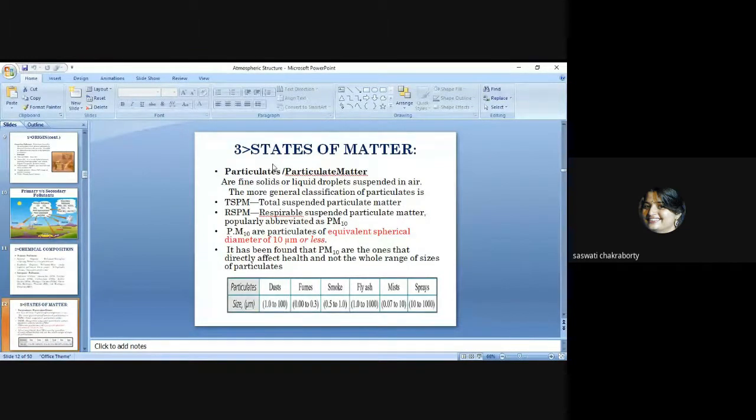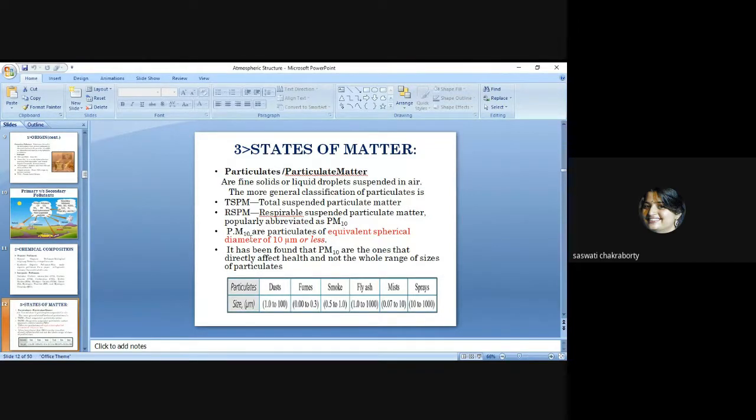Now, depending on the states of matter, they are classified as particulates, or particulate matter, PM in abbreviation. Now, what is PM? These are fine solids or liquid droplets suspended in air. So they can be solid or liquid droplets. These are the abbreviations of total suspended particulate matter and respirable suspended particulate matter. PM10 is an example.